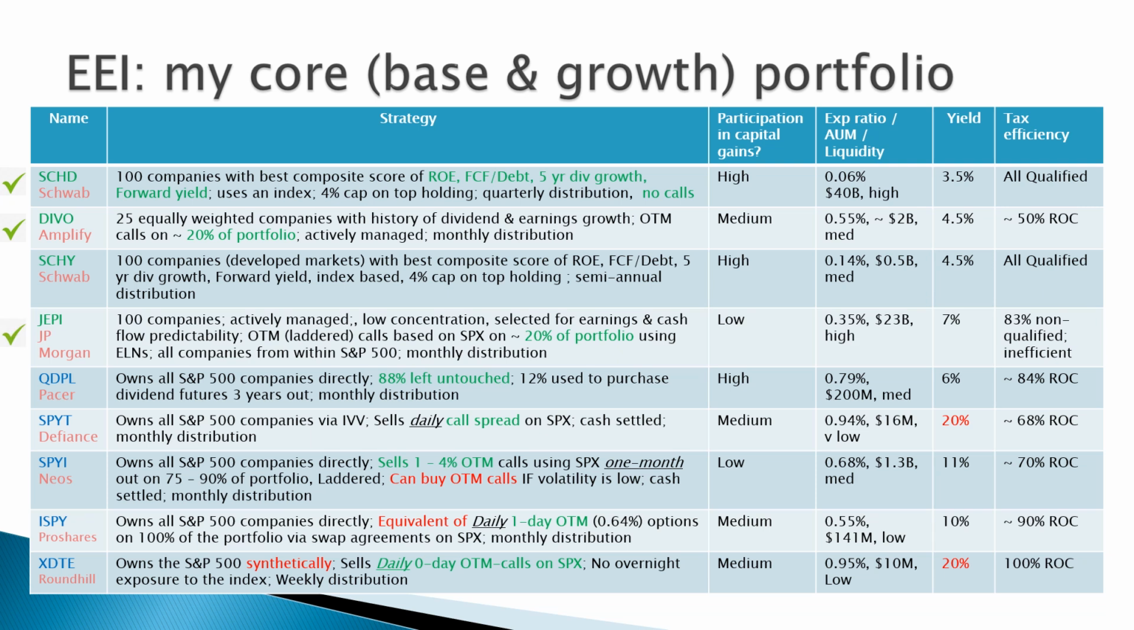This fund, the prospectus has a semi-annual distribution, though they have this year done a quarterly distribution in the second quarter. Also, participation in capital gains is high for the same reasons as I mentioned for SCHD. Expense ratio of 14 basis points is extremely reasonable for an international fund. It's a relatively small ETF, around $500 million. So the liquidity is medium.